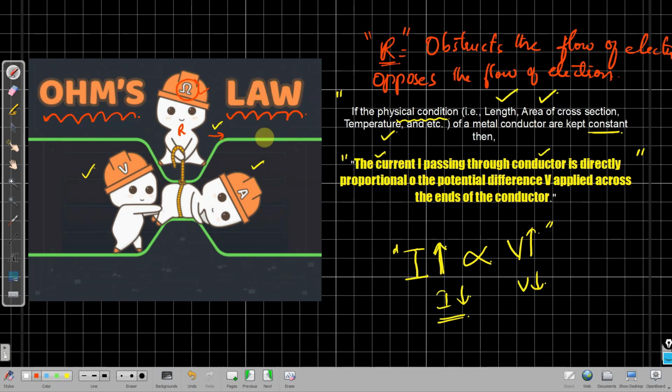Every material will have some resistance, and if the resistance is high, the current passing will be less. If the resistance is less, the current passing will be high. This cute character A is the current, and this cute character V is the voltage. Voltage always pushes the current. The current passing is due to the voltage. Greater the voltage, greater the pushing force, greater is the amount of current passing through any wire. And if the pushing force is lesser, the current passing will be less. And if the resistance is high, the obstruction is high, the current passing will be less. So this is what Ohm's law says. I hope you understood Ohm's law very well.